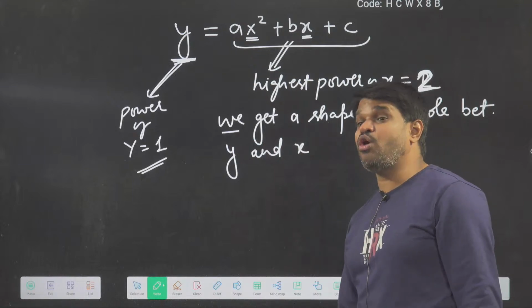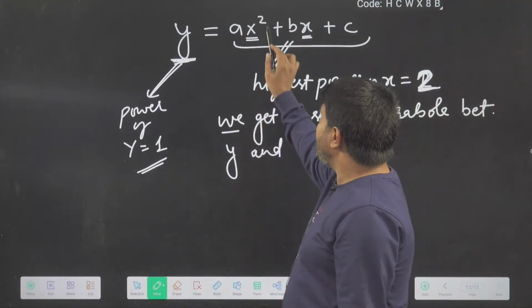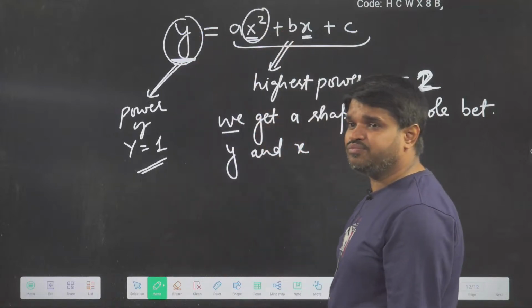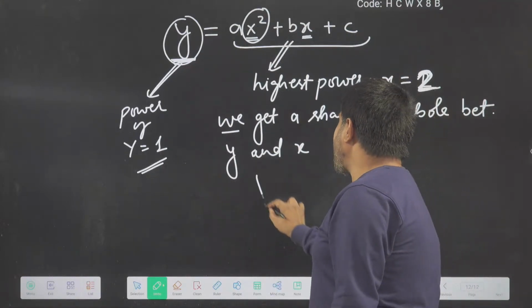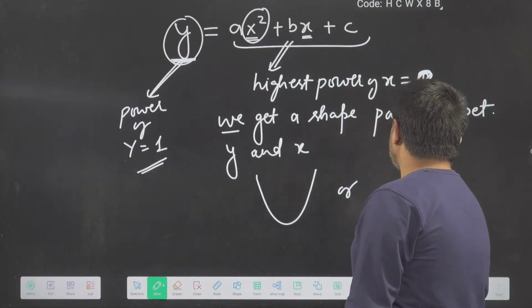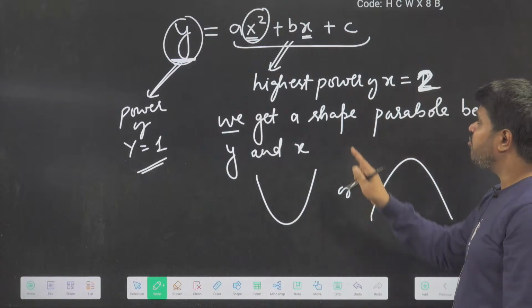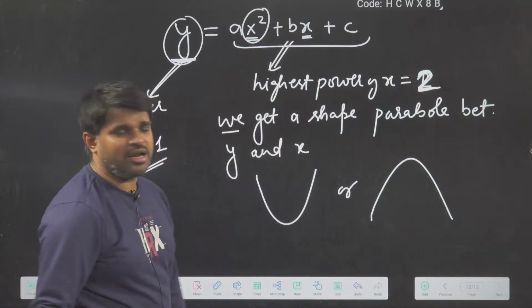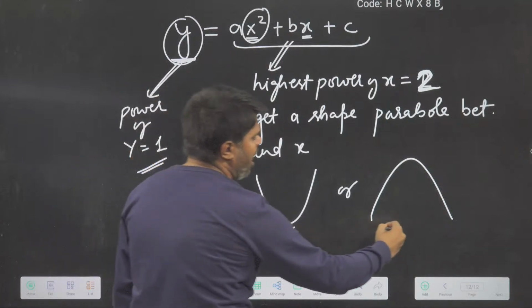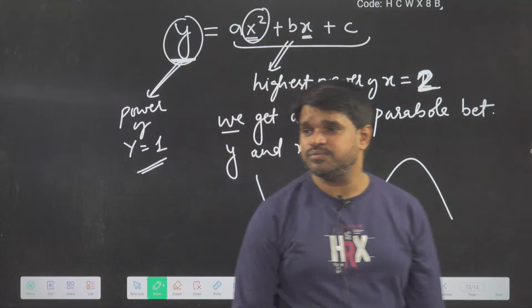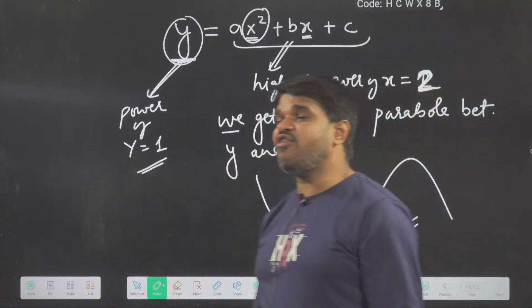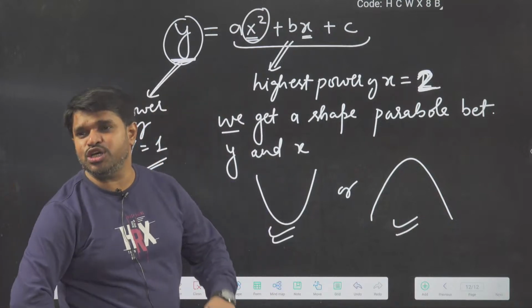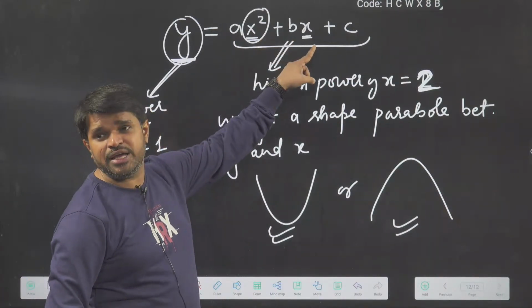A parabola. Now understand one thing. Here, the power of x is 2 and the power of y is 1. In this case, we get either this kind of parabola or this kind of parabola. So, when the highest power of x is 2 and the power of y is 1, we get either this kind or this kind. Write it fast. Graph of a quadratic expression is a parabola. What is the general quadratic expression? Ax square plus bx plus c.